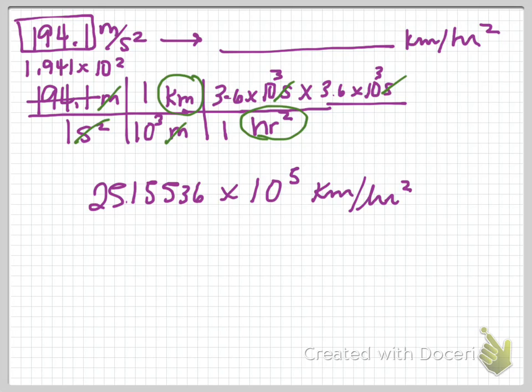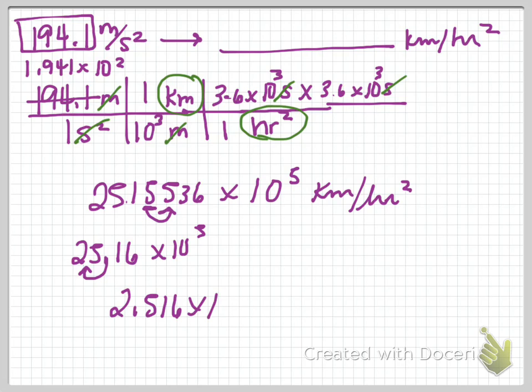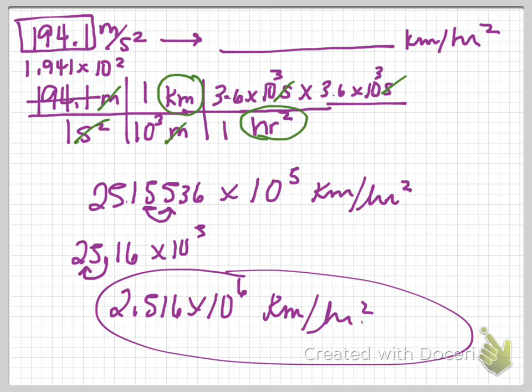So I know that I can keep 4 significant figures, and this will be my fourth sig fig, so I'm going to round that based on what comes after it. That gives me 25.16 times 10 to the fifth. And if I want to make this correct scientific notation, I'm going to have to move the decimal over, giving me 2.516 times 10 to the sixth kilometers per hour squared. And that would be our final answer.